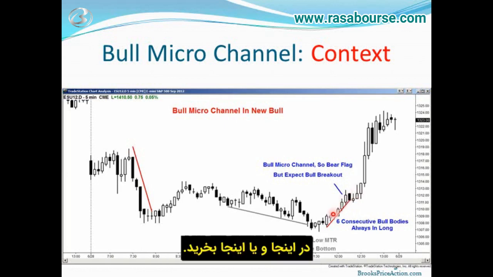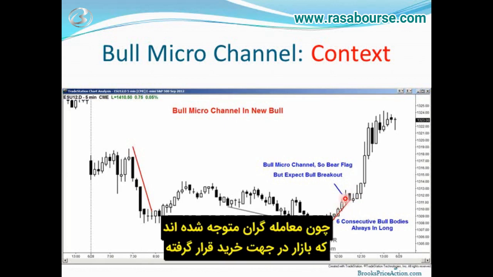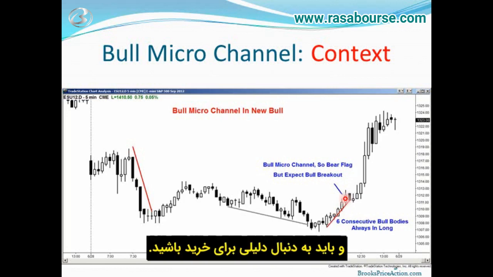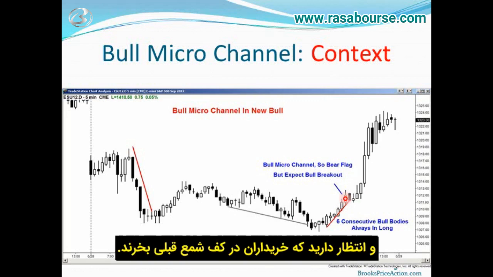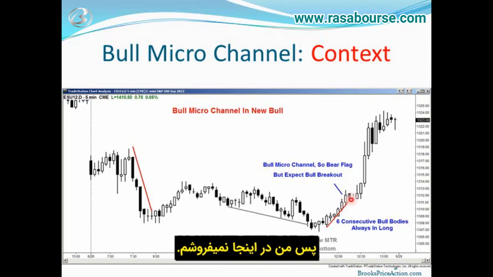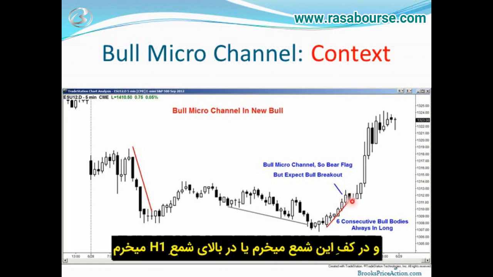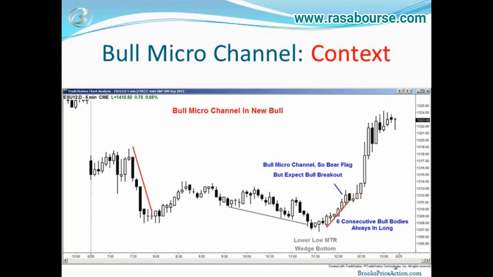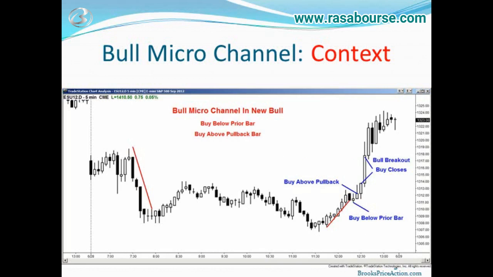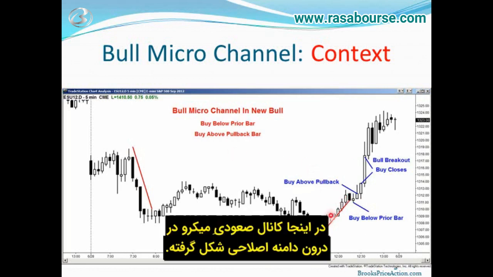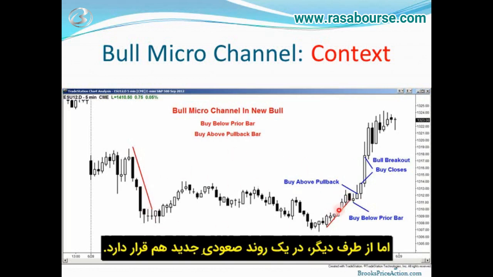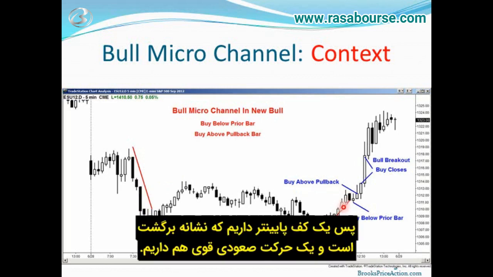In here, maybe by here, traders believed that the market was always in long, so at this point you're looking for reasons to buy, and you'd expect there to be buyers below the low of the prior bar, so I would not short that. I would be buying at its low and above the high of this high 1. Again, a bull microchannel in a trading range, but also in a new bull trend, a low major trend reversal and a pretty strong move up.